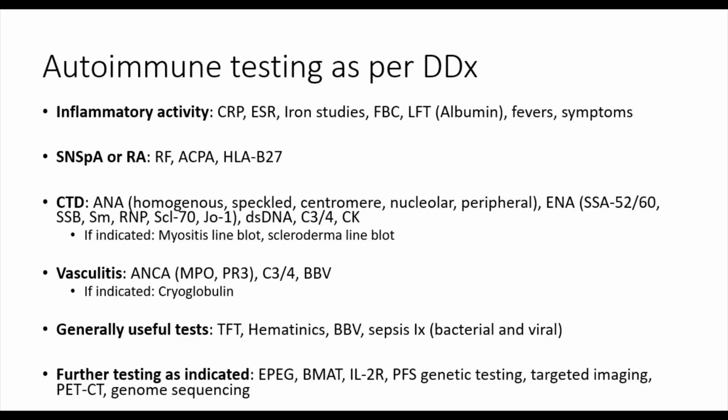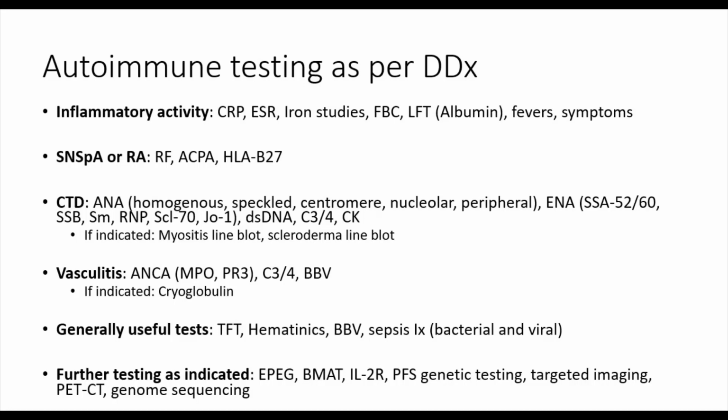Bloodborne virus testing can also be useful because hepatitis C, as mentioned, is associated with cryoglobulinemic vasculitis, and HIV, or human immunodeficiency virus, can also present with fevers and systemic symptoms, particularly in the seroconversion phase, which may mimic an autoimmune disorder. And of course, sepsis must be investigated for, particularly for underlying viral or bacterial infections, as the elevated inflammatory markers and fevers in sepsis can also mimic that of autoimmune diseases.